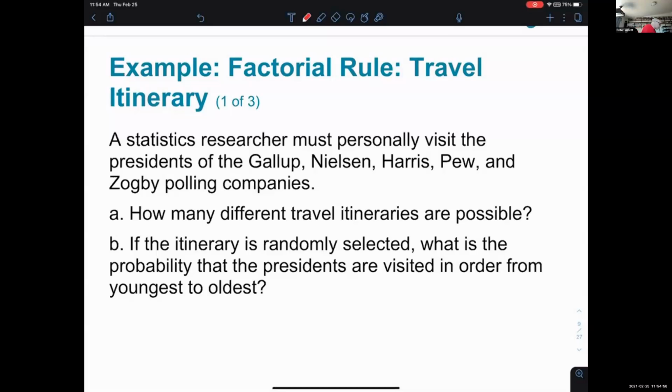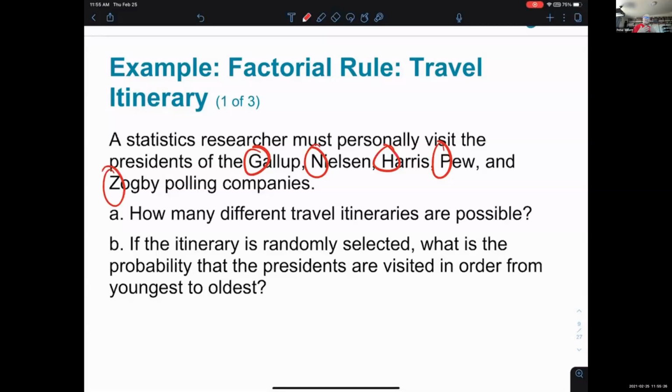And you could even just think of the letters, right? G, N, H, P, and Z. Well, instead of A, B, C, D, E, you could have G, N, H, P, Z. Those are your 5 letters. And you can say, which order do I go and visit these will be the ordering of those letters. You could put them in a bag. You could put these companies' names on pieces of paper and drop them in a hat and then pull them out one at a time until you've pulled out all 5.